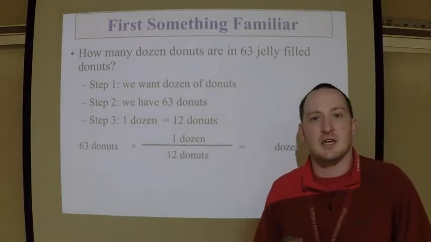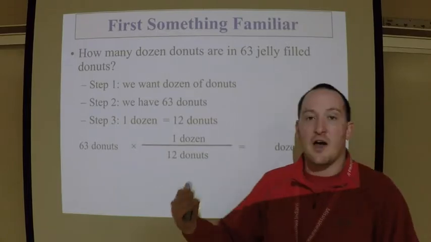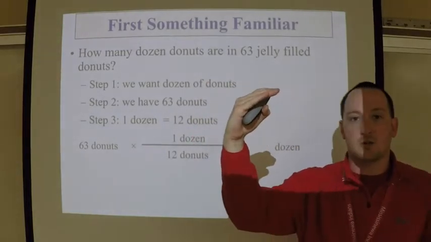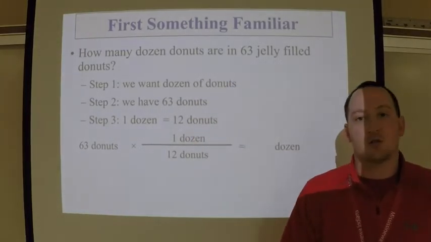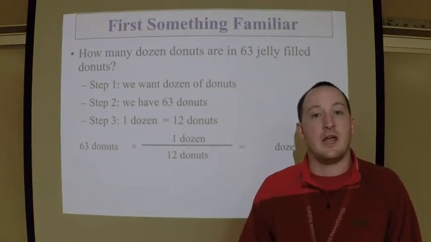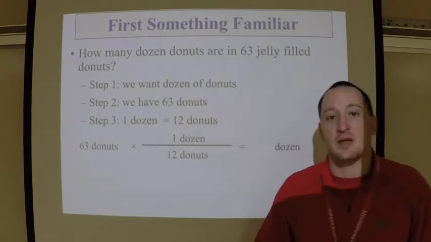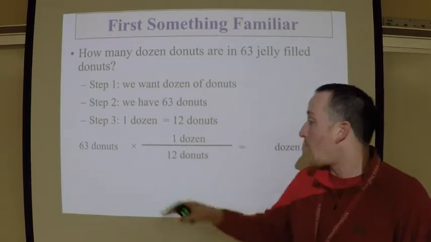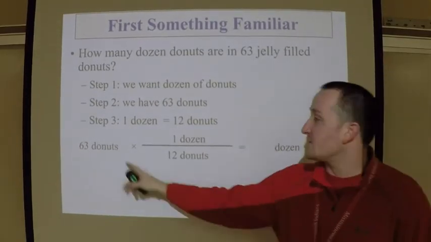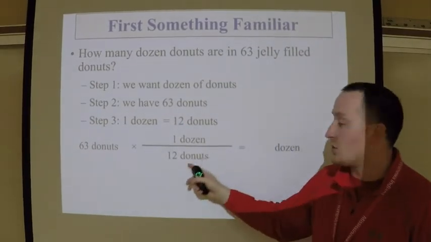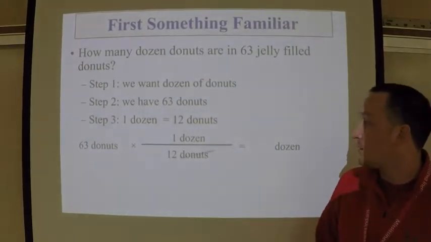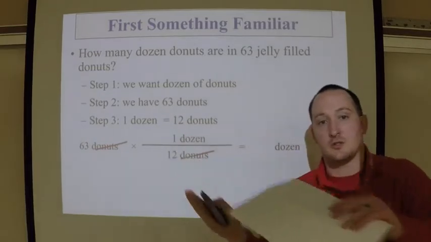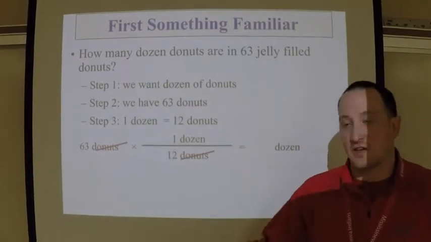Now, just like in math class, when you have a variable on the top of a fraction and on the bottom of a fraction, what can you do with it? Well, you can cancel it out. Okay, so if I had something like 2x over x, I could just cancel out the x's. I'm going to do the exact same thing here. Because I have donuts here and donuts here, I'm going to cancel those out. Okay? Those units are going to be eliminated because they cancel out just like variables.